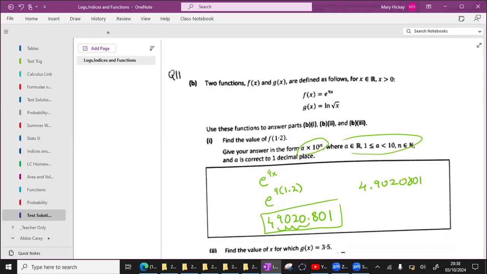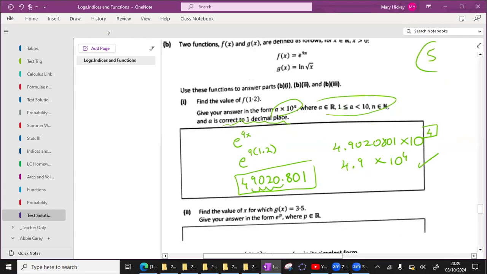Now, if you do that, you then multiply always by 10. That's just the formation. And then the number here should represent how many times you've moved the decimal point. So in our case, we moved it 1, 2, 3, 4. So that's a 4. It also says we're correcting to one decimal place. So my final answer is 4.9 multiplied by 10 to the power of 4. So that was worth 5 marks.